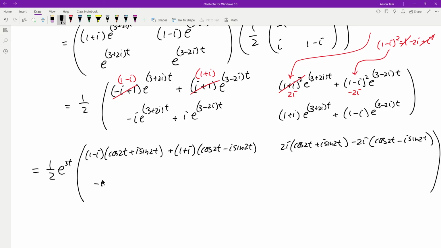So this one comes out to be negative i cosine 2t plus i sine 2t plus i cosine 2t minus i sine 2t. And yes, you're probably thinking, holy God, that's very complicated. It's not, because eventually all of these come down to two terms: cosine 2t and sine 2t. It's just a matter of working out the coefficient of all of them. So it might sound complicated right now, but it's actually not too bad once we get everything written out.